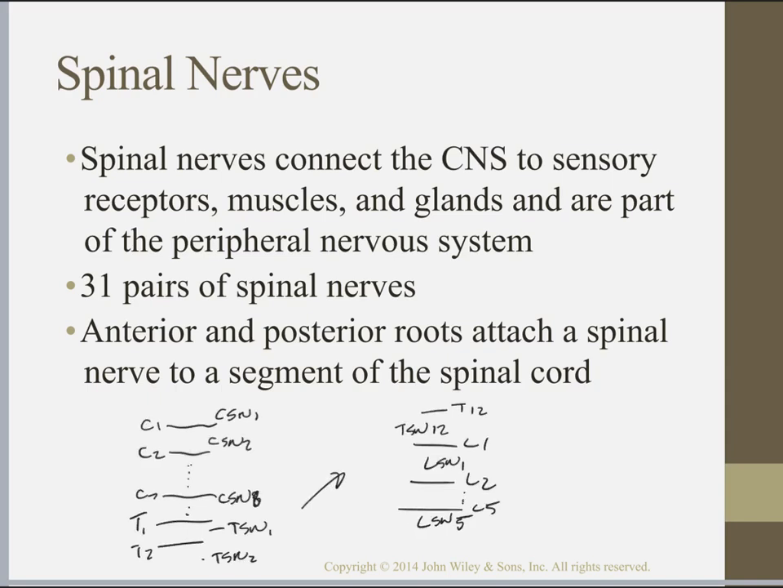So for cervical spinal nerves, we have 8, so 1 more than our vertebra. For thoracic spinal nerves, we have 12 that align below each of our 12 vertebra, and 5 lumbar spinal nerves below each of those lumbar vertebra. And that ultimately leaves us with 5 sacral spinal nerves and 1 coccygeal spinal nerve. Total 31 pairs, so we have 1 on each side, of spinal nerves.